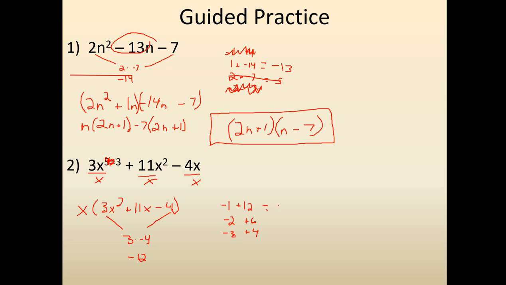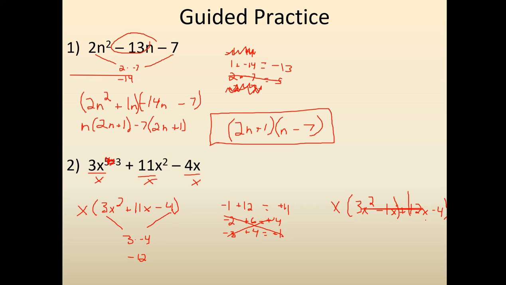So negative 1 plus 12 is plus 11. This would be just plus 4, and this will be plus 1. So these are not my numbers. So now my polynomial turns into x, 3x squared, replacing the 11x with minus 1x plus 12x. I apologize for that. I don't know why that's happening. Minus 4. All right, once I get to here, now I'm going to group and factor.